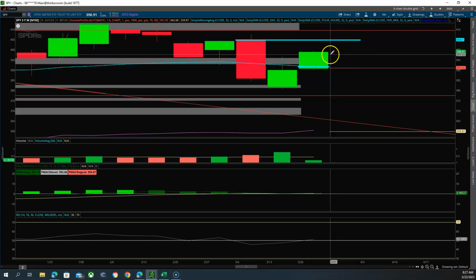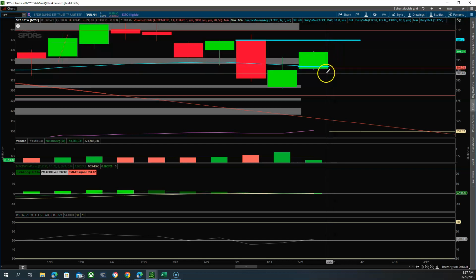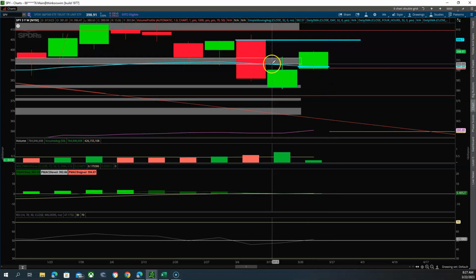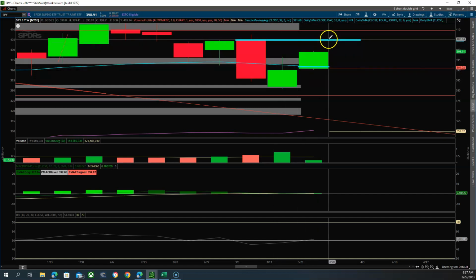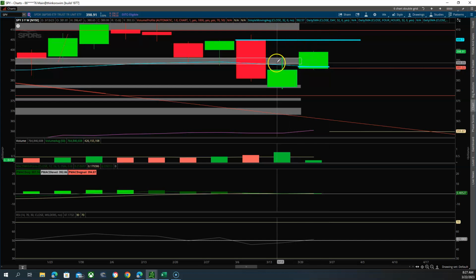And looking back down at the 391 area, this could be big support below us. So again, the 404 area above us and the 391 area below us.